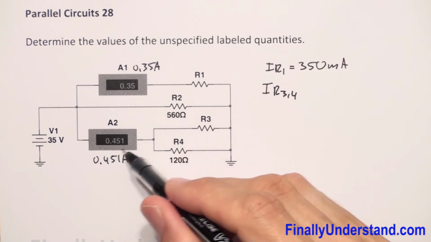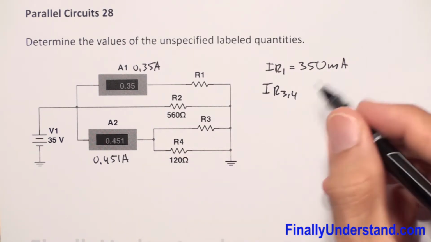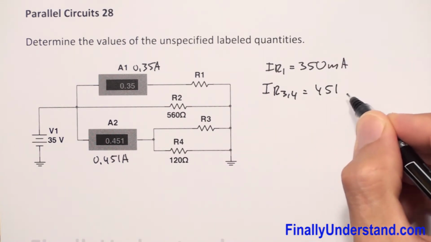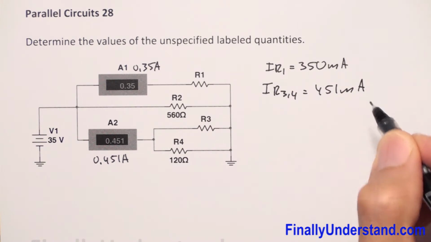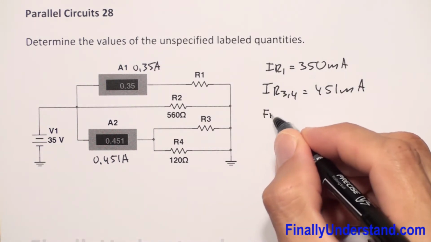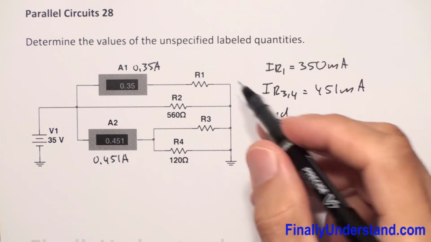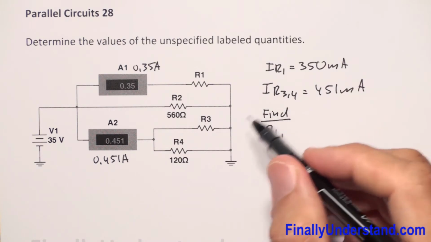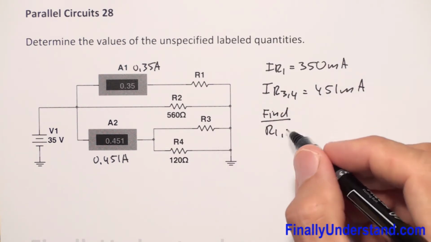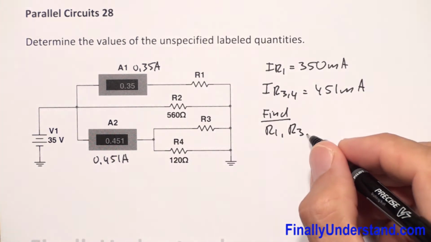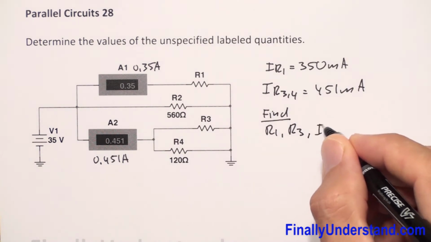IR34, because this current is going to split into two currents, and this is equal to 451 milliamps. So now we have to find the value of resistor R1, and we're supposed to find the value of resistor R3. And also what we can find as well is, let's say, I total.